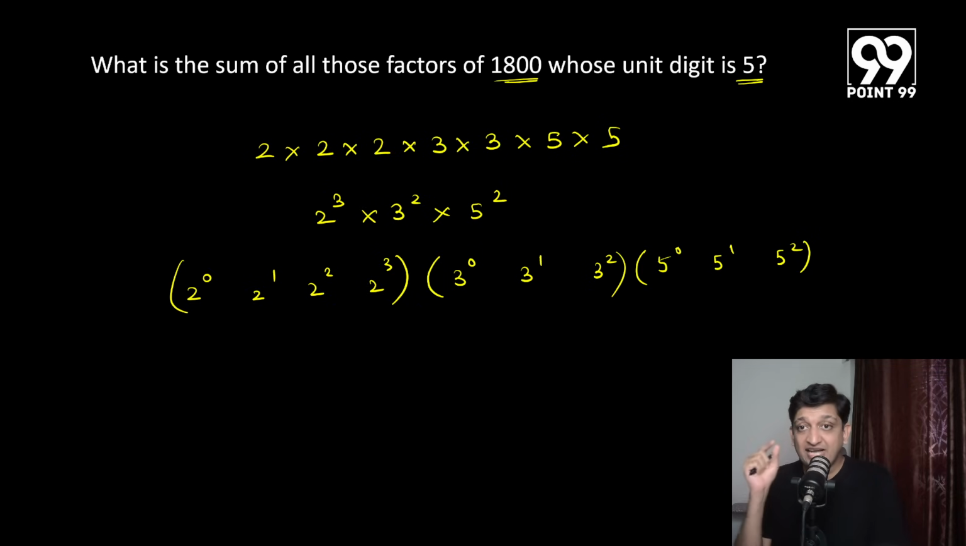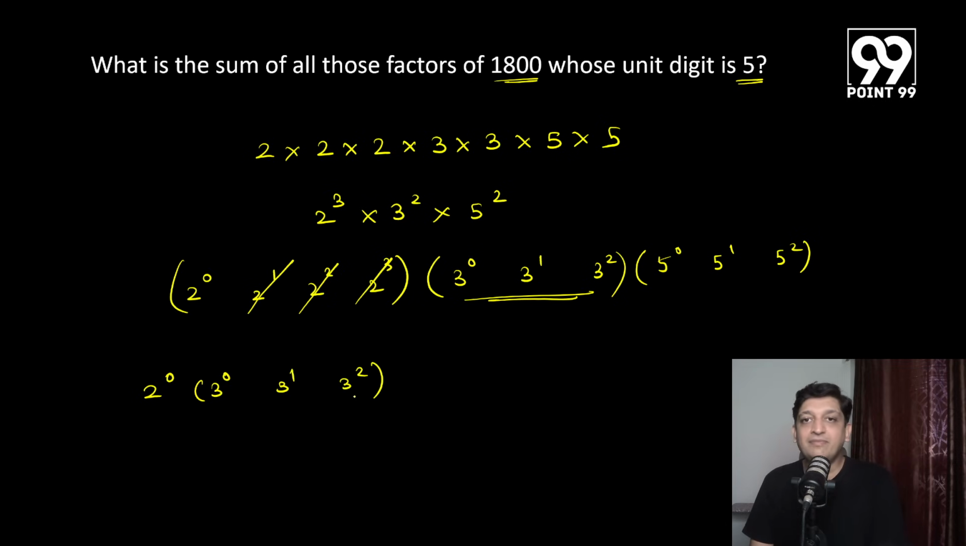If the unit digit has to be 5, it has to be an odd number, which means that I cannot have 2 raised to 1, 2 raised to 3 or 2 raised to 2 as a part of that factor at all. So from this basket, I can only select 2 raised to 0. From this basket, I don't really care because 3 raised to 0, 3 raised to 1, 3 raised to 2, any one or many of them are there. It does not really impact my selection at all. And from the bracket that we have here, I cannot afford to have 5 raised to 0 because I need to have a units place digit equal to 5. So it has to be either 5 raised to 1 or 5 squared.